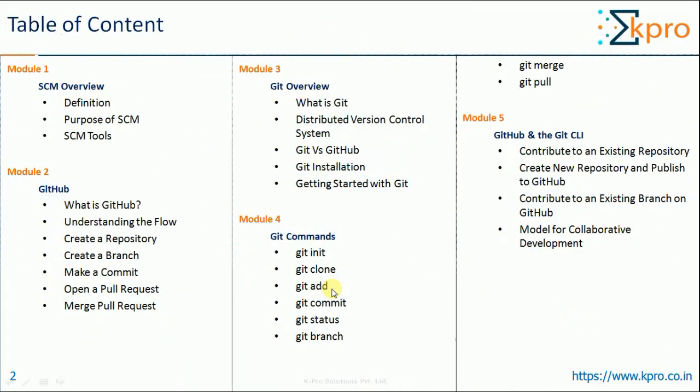Let us see the overall course content of this series. In module 1 and module 2, I will be explaining about SCM and GitHub. In module 3, I will be explaining about Git and some basic commands of Git. And finally, in module 5, I will explain how GitHub is accessed through Git CLI.